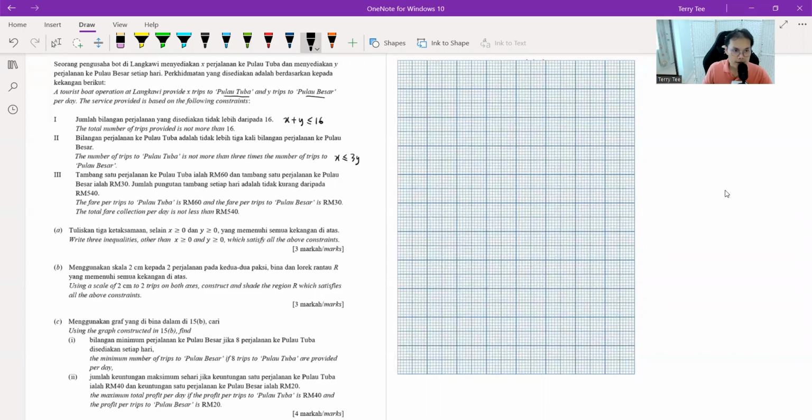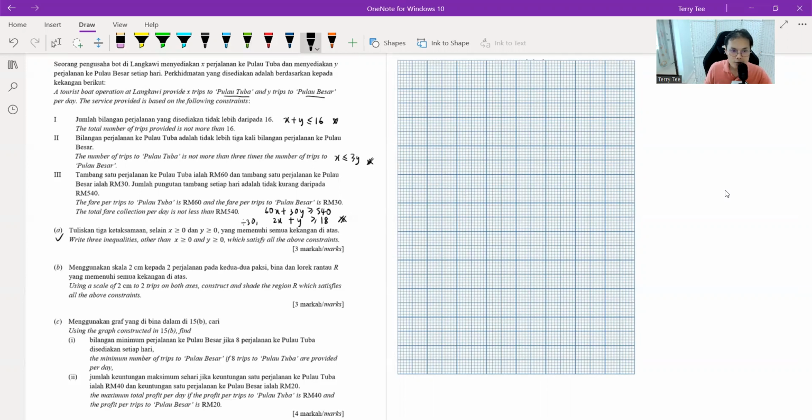Okay, the third inequality is this. The fare per trip for Pulau Tuba is 60 ringgit. Fare per trip for Pulau Besar is 30. The total fare collection per day is not less than 540. So we say 60 times X plus 30 times Y, not less than means greater than or equal to 540. So for me, I'll just divide by 30. As I divide by 30, I get 2x plus y, and 540 divided by 30 will be 18. 2x plus y greater than or equal to 18. Okay, so there you go. You got 3 inequalities, and I've answered part A already.